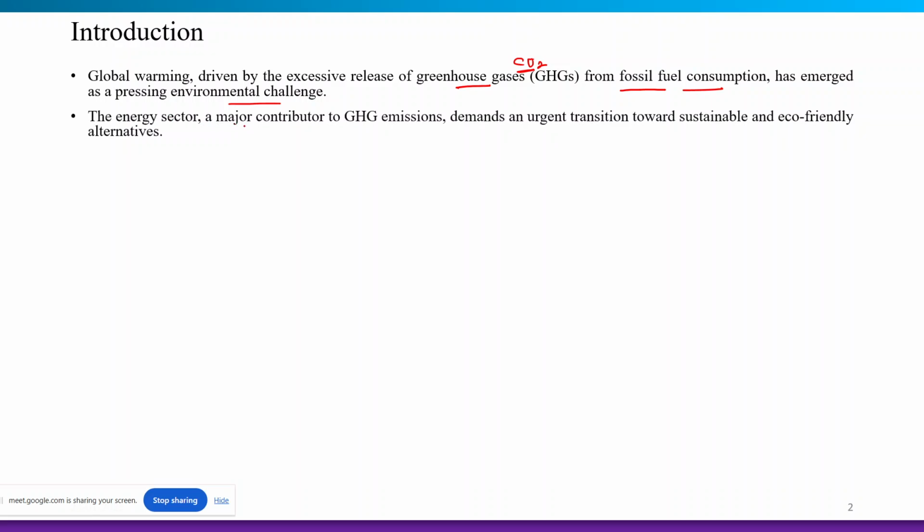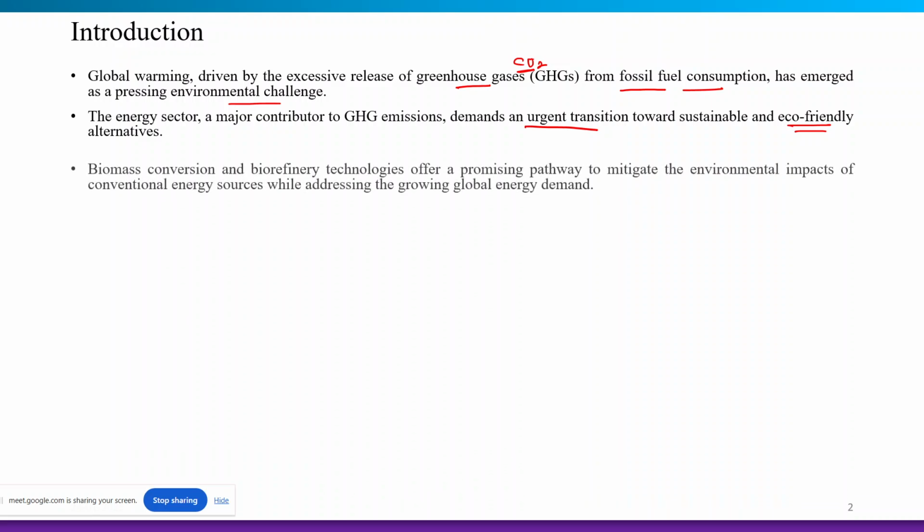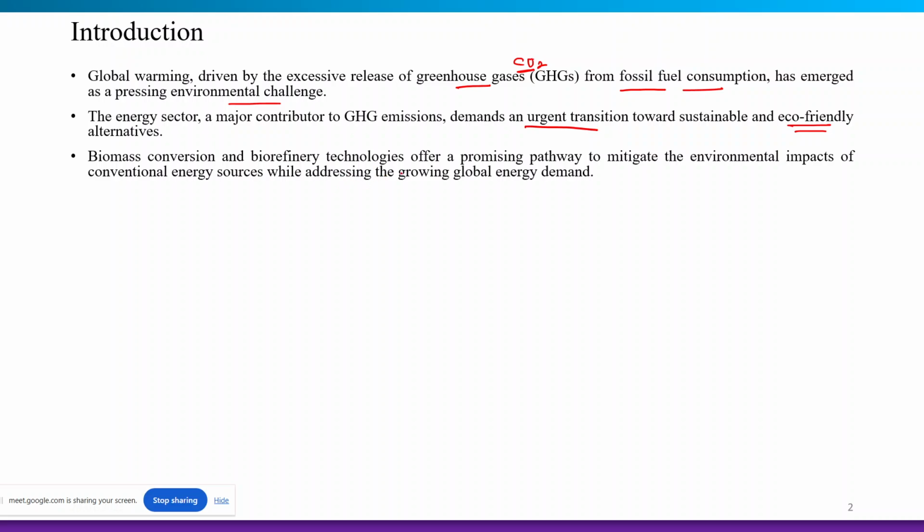The energy sectors which majorly contribute to greenhouse emissions demand an urgent transition towards a sustainable and eco-friendly alternative. Eco-friendly alternatives can meet our daily requirements while making carbon emissions very low, or negative, or zero. That is our target up to 2050. Biomass conversion and biorefinery technology offer a promising pathway to mitigate the environmental impacts of conventional energy sources while also addressing the growing global energy demand.